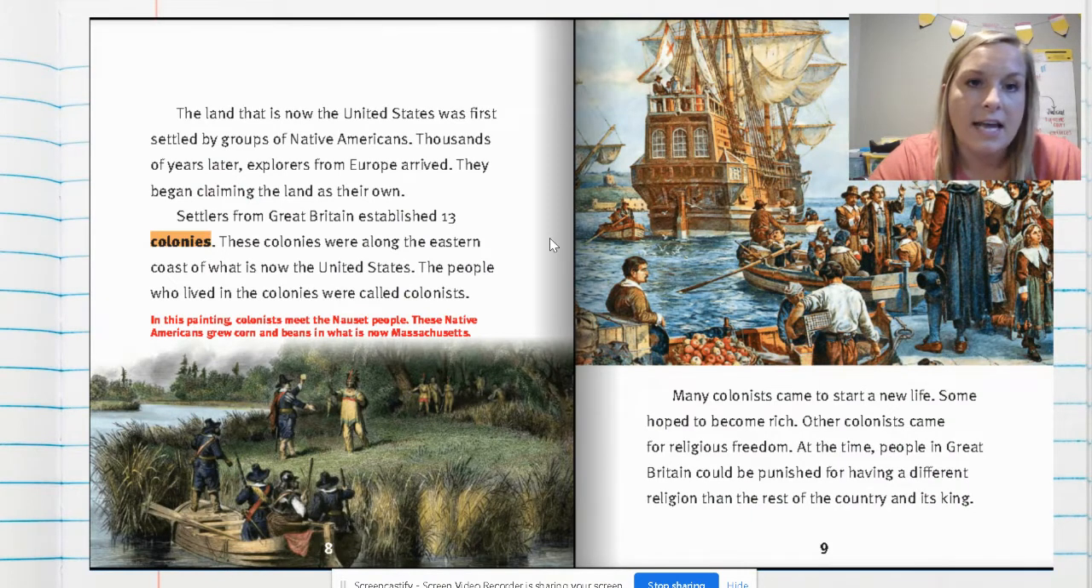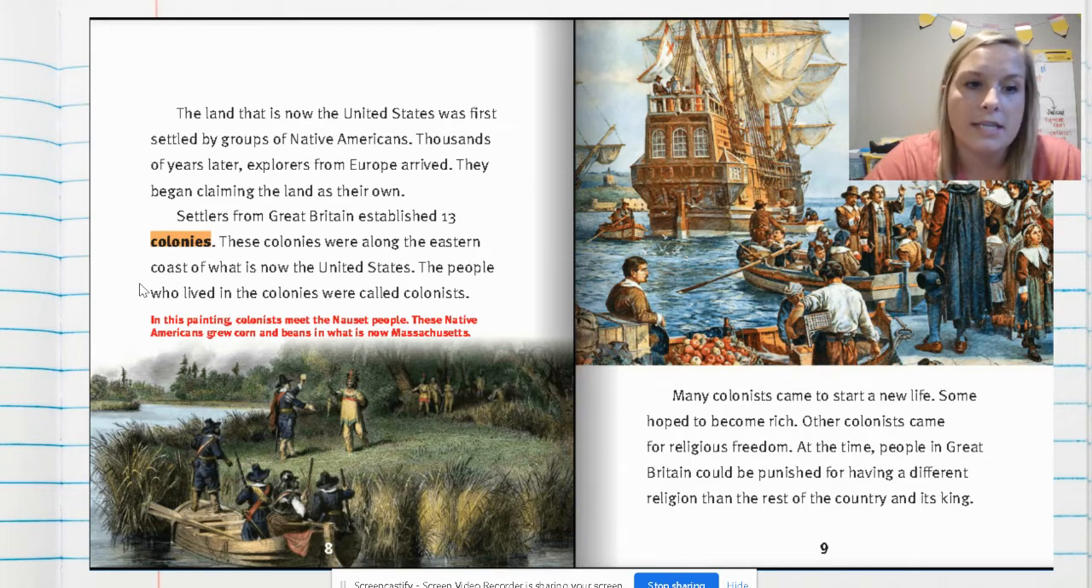The land that is now the United States was first settled by groups of Native Americans. Thousands of years later, explorers from Europe arrived. They began claiming the land as their own. Settlers from Great Britain established 13 colonies, the ones we just showed you on the map. These colonies were along the eastern coast of what is now the United States. The people who lived in the colonies were called colonists.